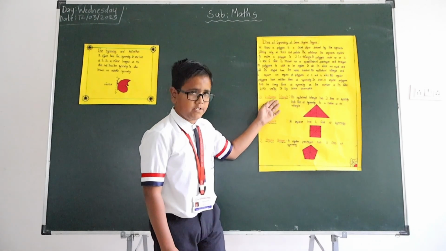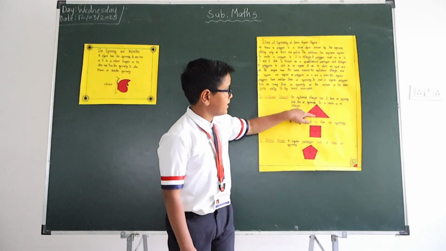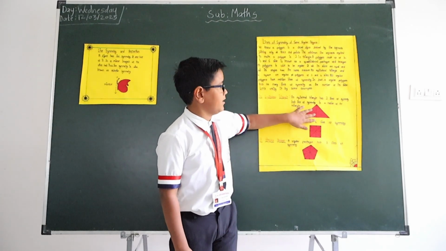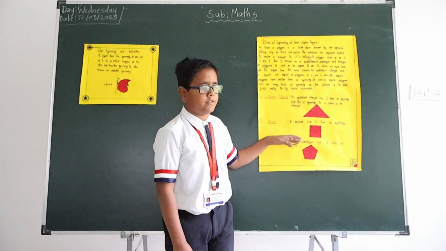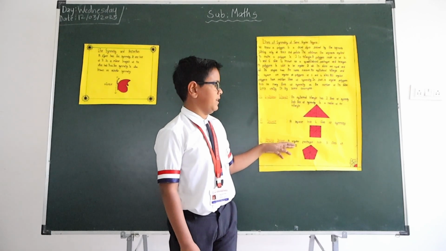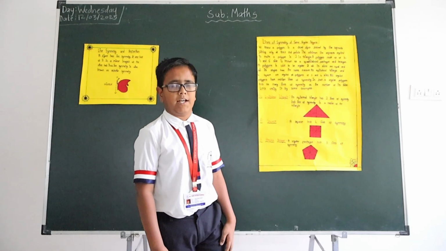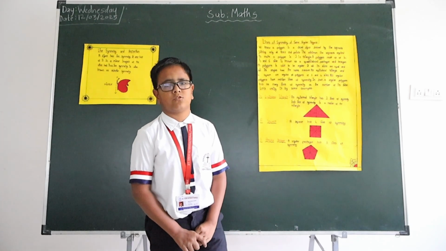First, an equilateral triangle. An equilateral triangle has 3 sides and 3 lines of symmetry. Each line of symmetry is the median of the triangle. Second, a square. A square has 4 sides and 4 lines of symmetry. And last, a regular pentagon. A regular pentagon has 5 sides and 5 lines of symmetry. Each line of symmetry is drawn perpendicular from a vertex to the opposite side.